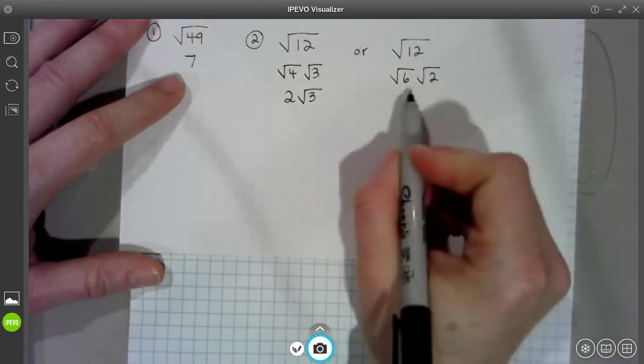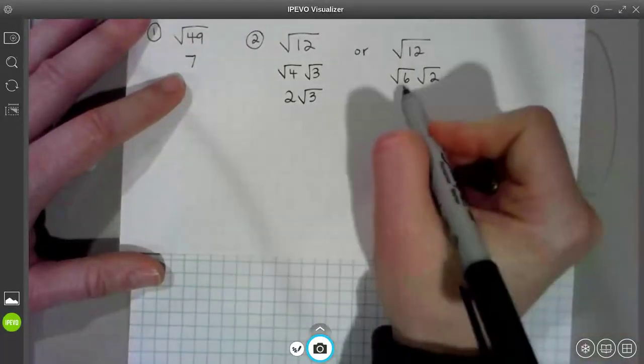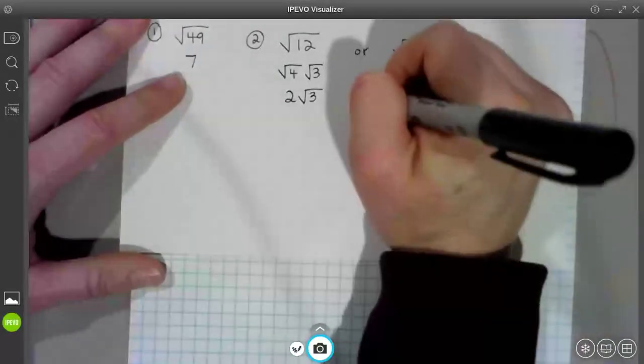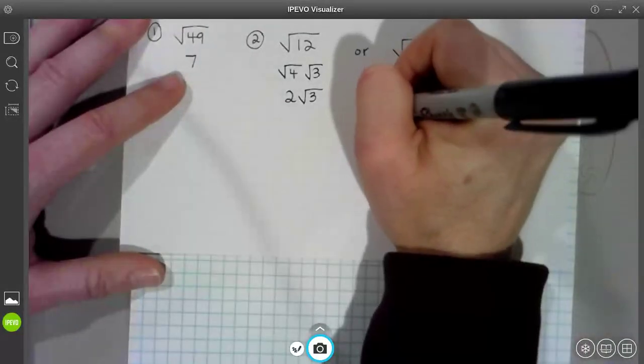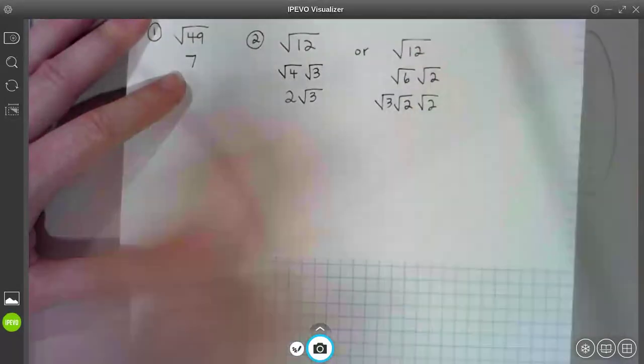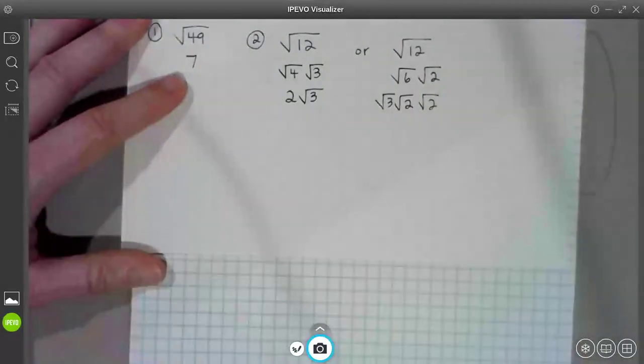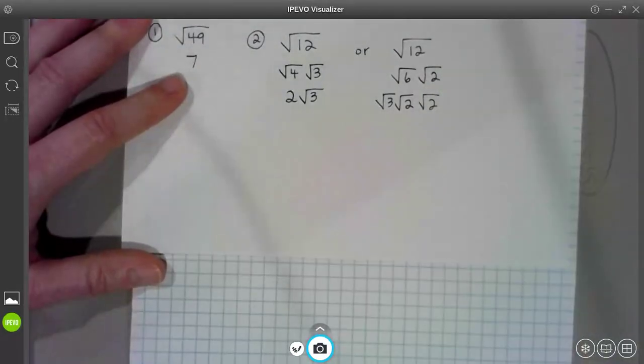Keep breaking these factors down. You're making like a factor tree until you get all prime numbers. So now we're going to break down the square root of 6 into the square root of 3 times the square root of 2. And then I still have this square root of 2. So now if you notice, all of the numbers under the square root are prime numbers. They can't be factored into other numbers that multiply to equal them anymore.